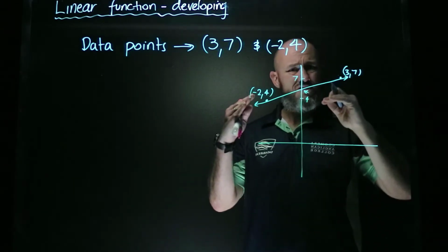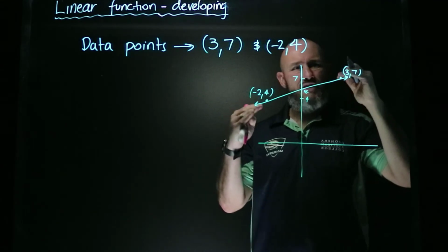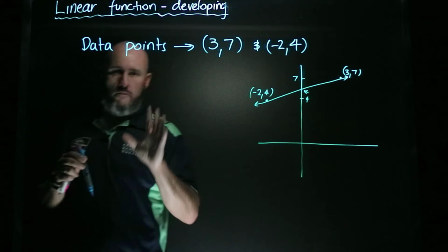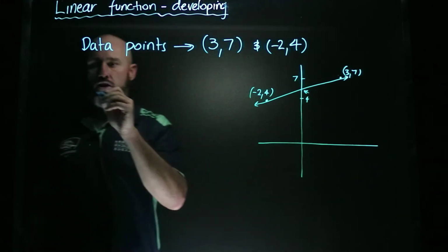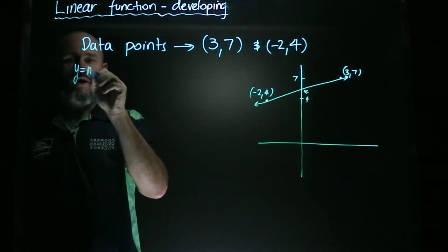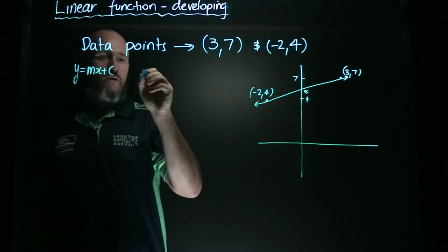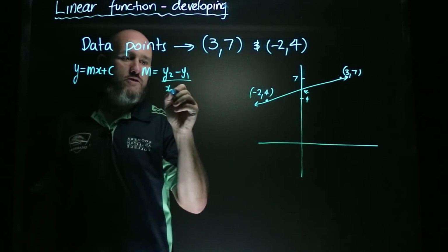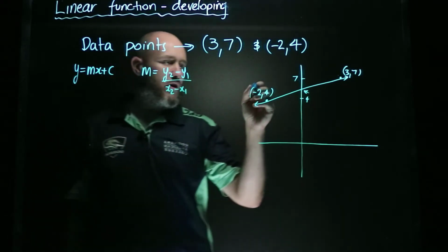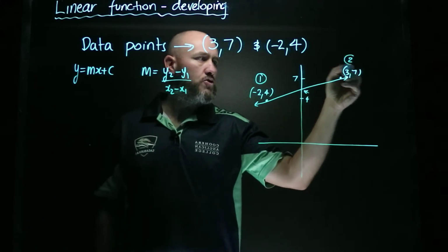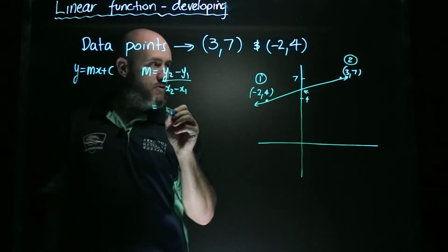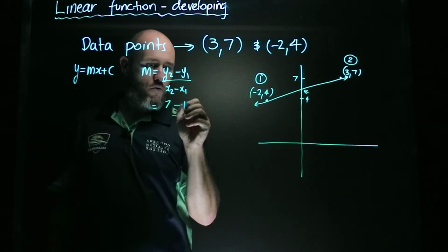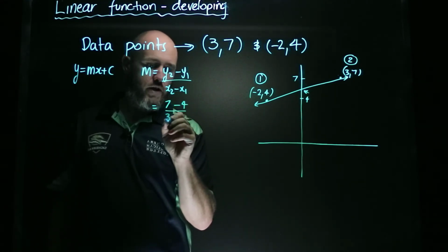I've already got an estimation of it. My gradient doesn't look like it's quite 1. It's probably going to be somewhere near half. I've got a bit of an idea, but I'm not going to use that. What I'm going to do is use the methods from earlier in this video to start by calculating my gradient. So we're talking about y equals mx plus c, and I'm going to say that m is equal to (y2 minus y1) over (x2 minus x1), and I'm going to call this one point 1 and this one point 2. So I get m is equal to 7, the y value from my point 2, minus 4, over 3 minus negative 2.